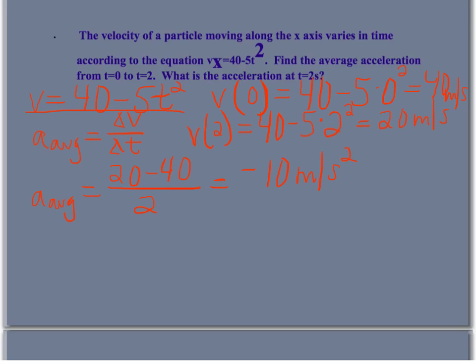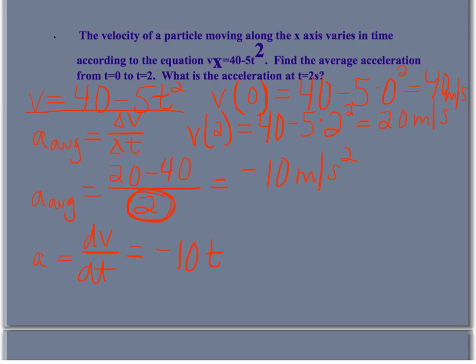If we were asked a second question and asked to find what the acceleration is at exactly 2 seconds into the motion, here's where our derivatives can come in handy. We know that an instantaneous acceleration is going to be the limit as our time interval approaches 0, or basically as this number down here becomes an infinitely small amount of time. Really, this means that we're looking at the derivative of the velocity equation with respect to time. So if I take the derivative of this equation, the derivative of the 40, a constant, is going to be 0, and the derivative of negative 5t squared is going to be negative 10t.